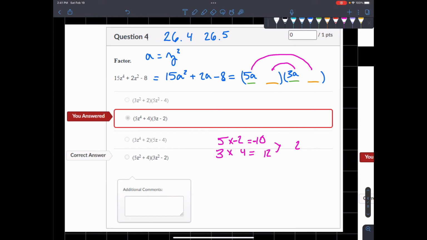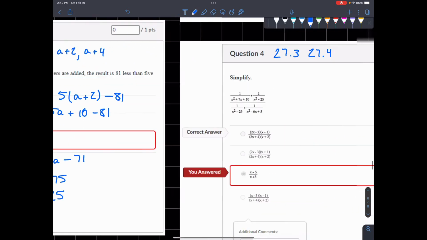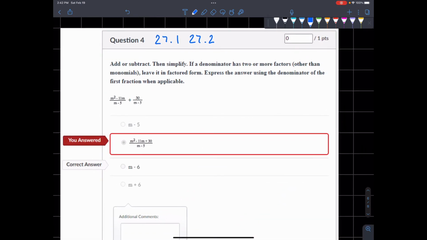So we know that the 5 has to multiply with the negative 2, and we know that the 3 has to multiply with the 4. So we get this equation right here. Excuse me, I forgot, we are still in terms of a. Now, at this step that we factor it, let's just put the z back in there. So z squared plus 4, 3z squared minus 2. And then looking at our answers, it looks like this answer right here matches our calculations. Perfect.